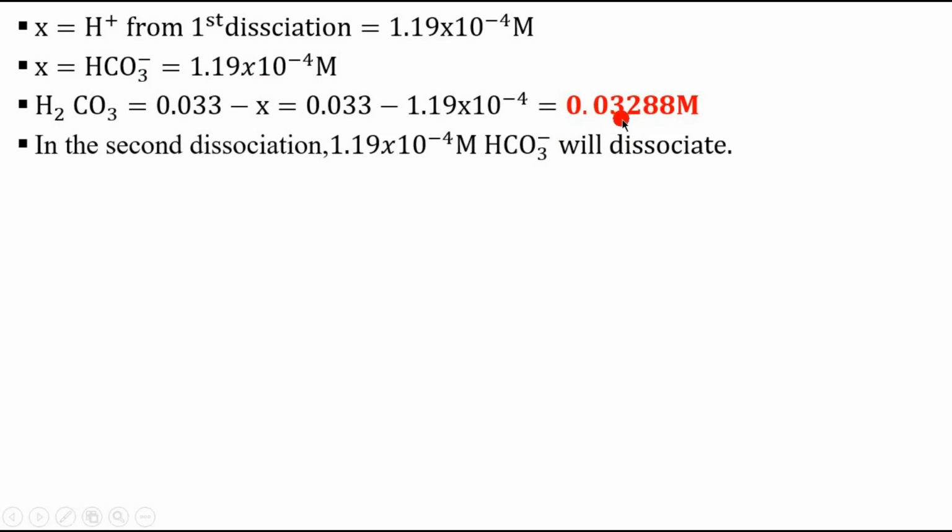That means here we remain with the bicarbonic acid equal to 0.0328 molar. That will remain at equilibrium because it will not participate in the second dissociation. In the second dissociation, this one will dissociate, and then after dissociation, it will contribute more hydrogen in the solution. That means this one and also the hydrogen will change in the second dissociation.